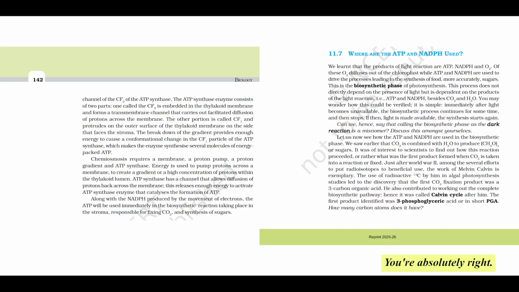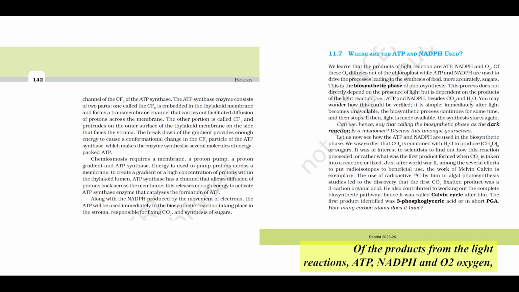You're absolutely right. Of the products from the light reactions, ATP, NADPH, and O2, oxygen simply diffuses out of the chloroplast and eventually out of the leaf. Good for us. But ATP and NADPH, those precious high-energy carriers, are immediately channeled into the stroma of the chloroplast, their mission, to power the synthesis of food, or more precisely, sugars. This is what we call the biosynthetic phase of photosynthesis.